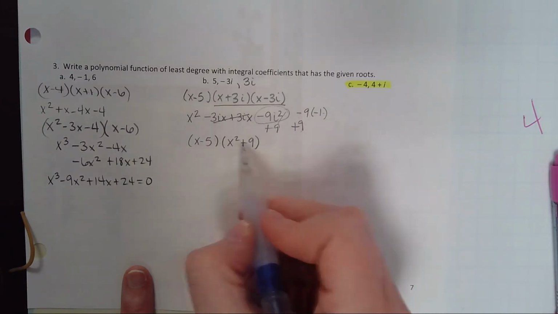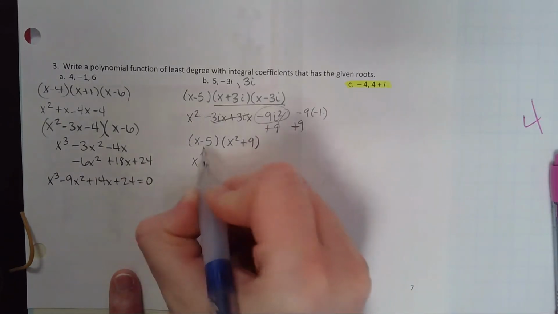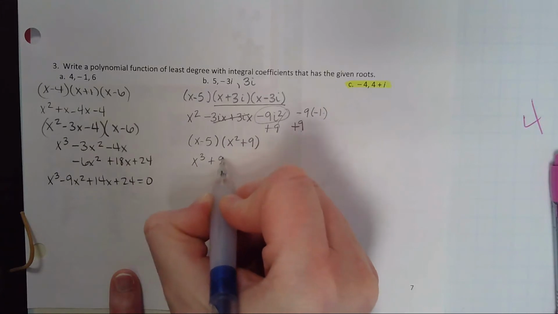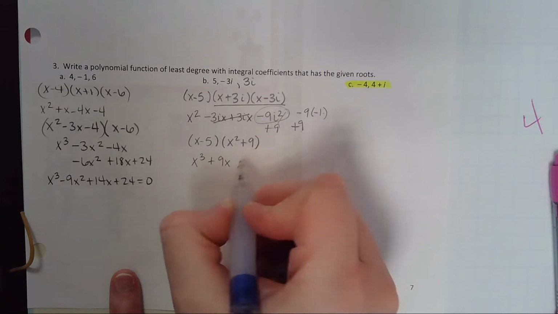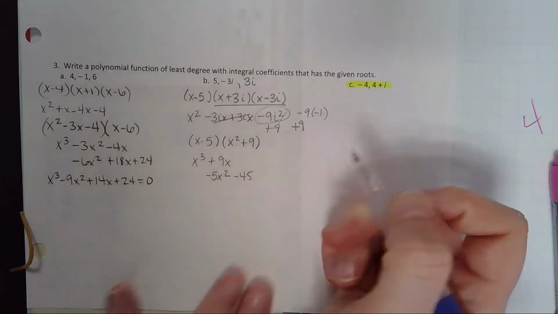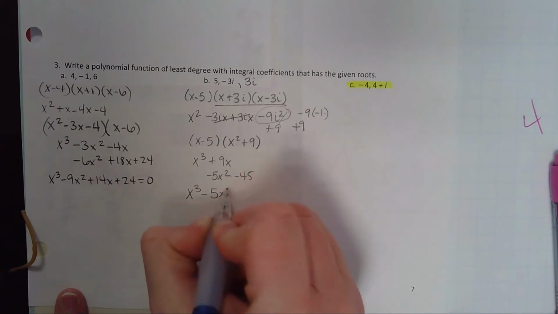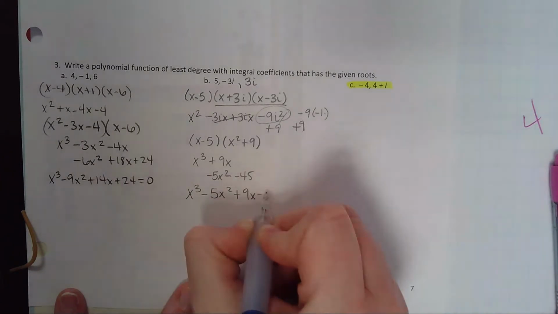Because -9 times -1 is a positive 9, this really just becomes plus 9. And now I'm going to multiply this out. So x times x squared is x cubed. x times 9 is plus 9x. -5 times x squared is -5x squared, minus 45. And we're going to make sure we write this in the correct order. So I'm going to have x cubed minus 5x squared plus 9x minus 45 equals 0.